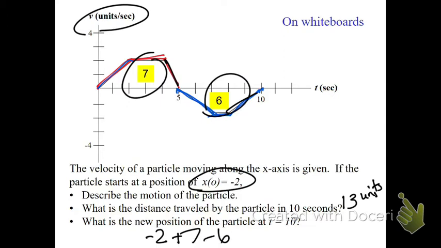Okay, so what is that? A -1, so 1 unit to the left, or -1 on the x-axis. Okay, hope that went well.